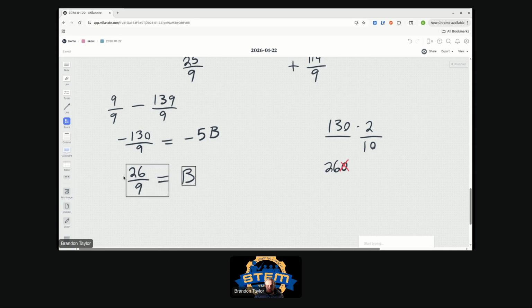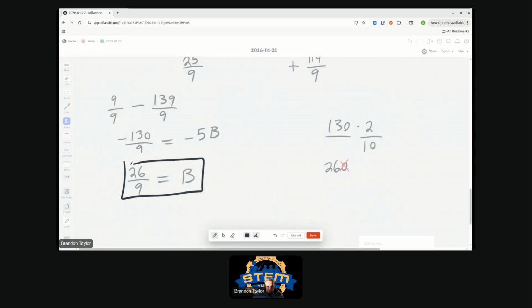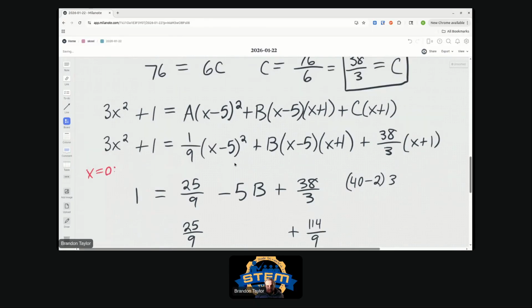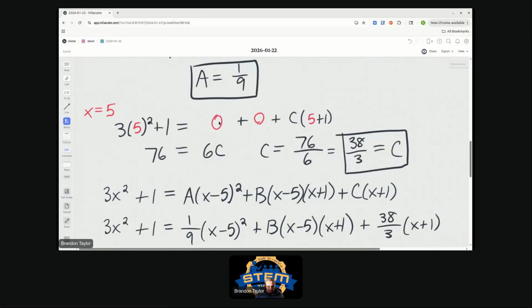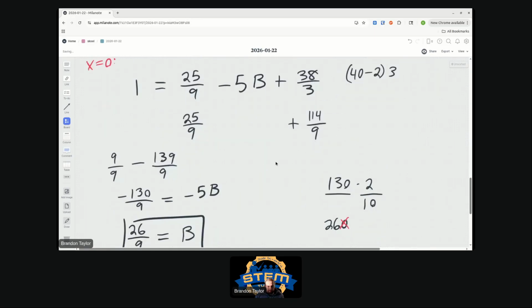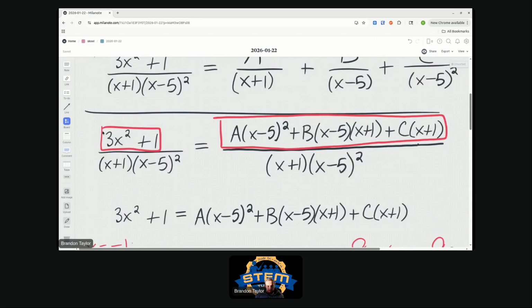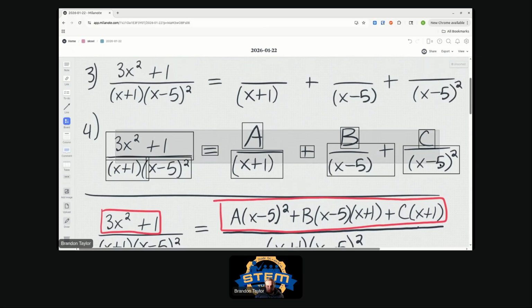So long story short, we are able to solve for B. Again, the way we did it is weird compared to what we did last time. We basically plugged in some random value that didn't cause things to cancel out, and there we were able to solve for B. So to put all this together, let me remember, this was our original setup.